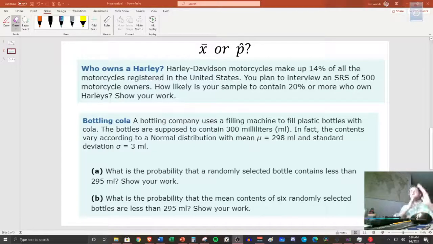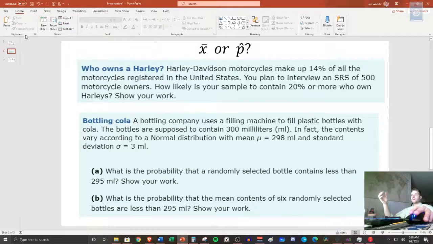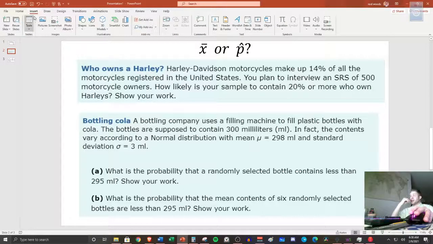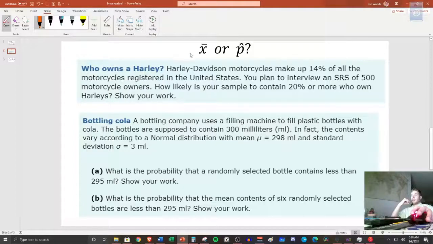All right, so we have two situations here. We have who owns a Harley and bottling cola. One of them is a situation of X bar, and one of them is a situation of P hat. So I'll put A and B again. This is going to be 1 and 2. Okay. So I want you to read each situation. I want you to determine, is this a scenario that involves X bars or a situation that involves P hat? Okay, so we know X bars is means, P hat is proportions. All right, so I'm going to pause and let you try to decide that.